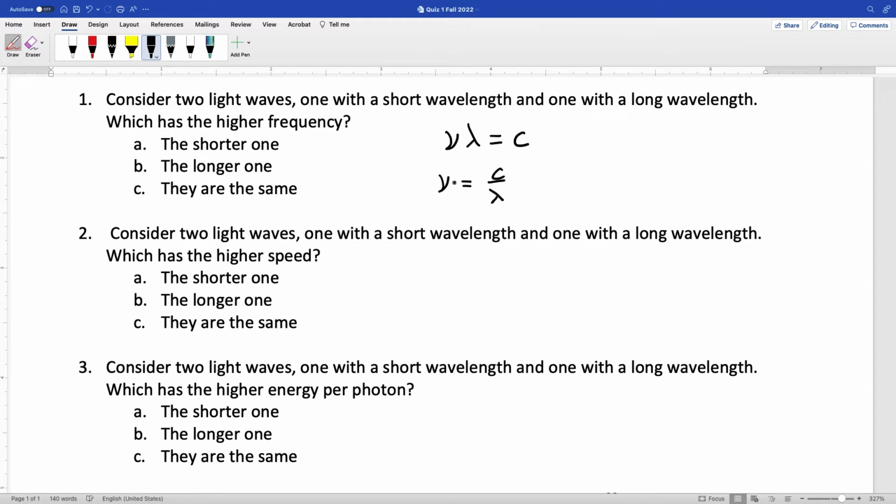Okay, so that means the shorter the wavelength, the greater the frequency. Okay, so if one goes up, the other goes down. So we want something with higher frequency. The way to get that is to have a shorter wavelength.